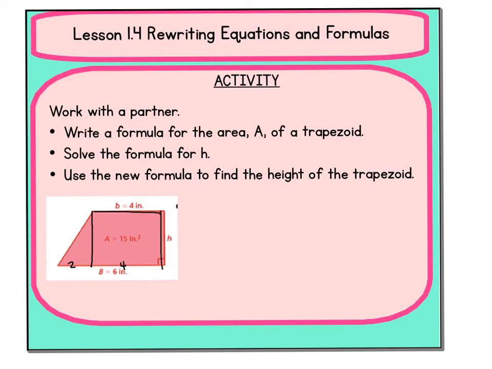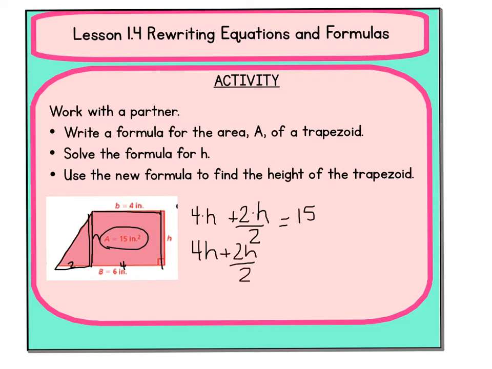So the area of the rectangle was 4 times h, which gave us 4h, plus we had to add in the area of the triangle, and the area of the triangle is base times height, which we don't know, divided by 2, and they tell us that that area equals 15. Well, when I reduce this 2 times h divided by 2, I get 2h over 2, which reduces down to just 1h. So we have 4h plus 1h equaling 15.